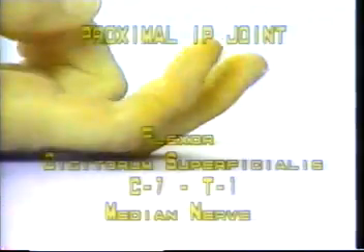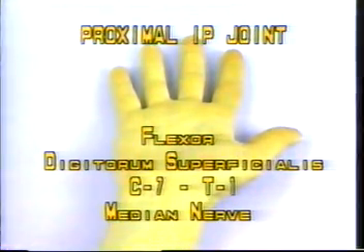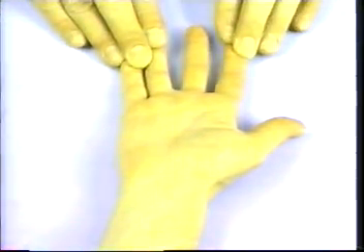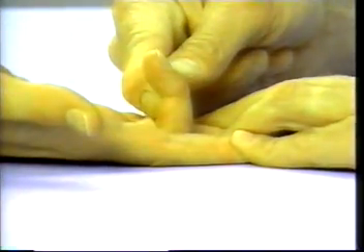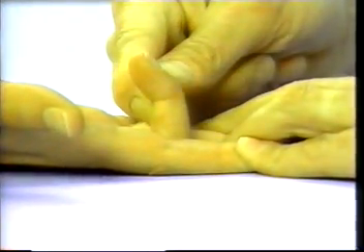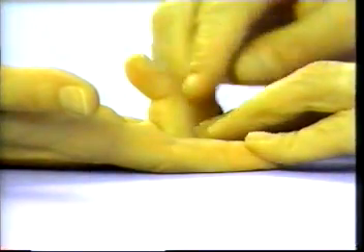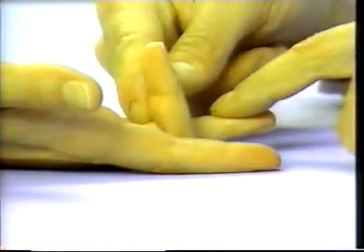Proximal interphalangeal joint. Flexor digitorum superficialis, C7 to T1, median nerve. With the exception of the finger being tested, stabilize the other fingers in extension and instruct the patient to flex the finger at the proximal interphalangeal joint and test against resistance. In this position, only the flexor digitorum superficialis is acting, and note that the patient is not able to use the flexor digitorum profundus to flex the fingertip.